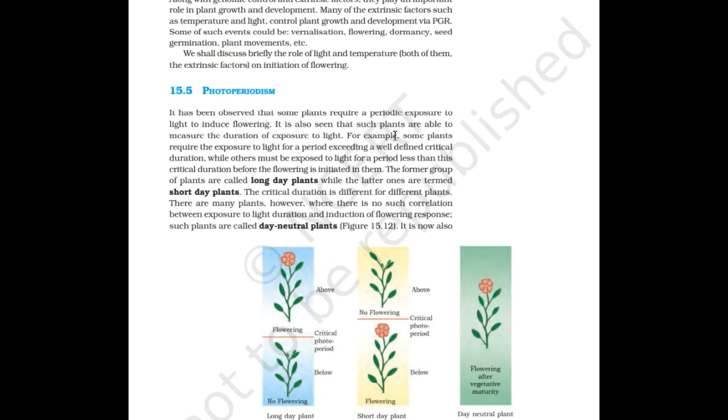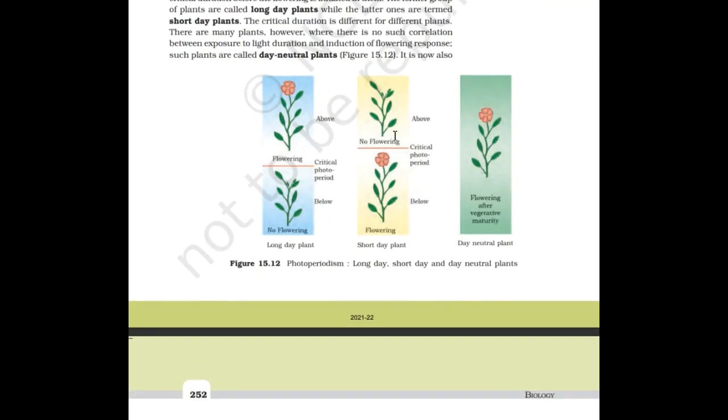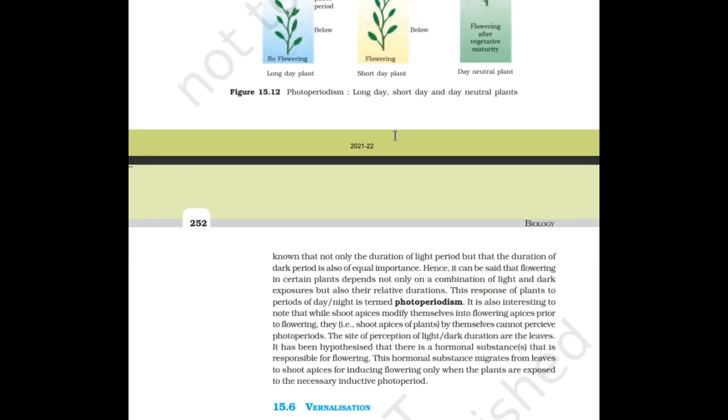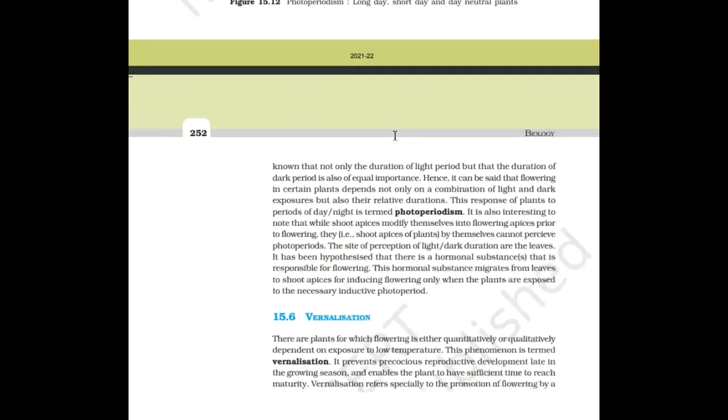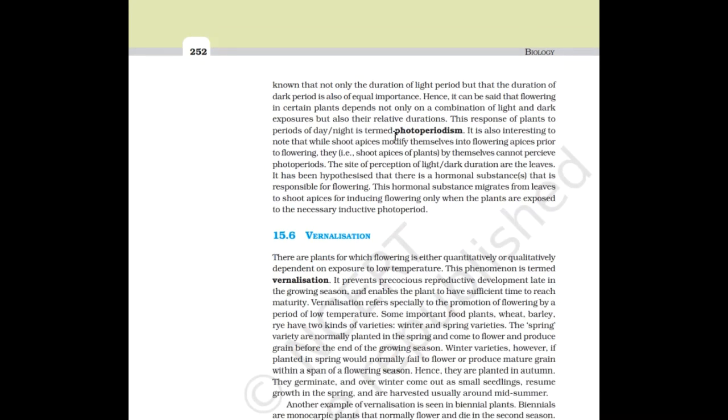There are many plants, however, where there is no such correlation between exposure to light duration and induction of flowering response. Such plants are called day neutral plants. Figure 15.12 shows that. It is now also known that not only the duration of the light period but the duration of the dark period is also of equal importance. Hence, it can be said that flowering in certain plants depends not only on the combination of light and dark exposure but also on their relative duration. This response of plants to the period of day and night is termed photoperiodism.